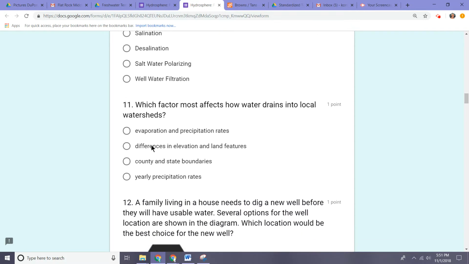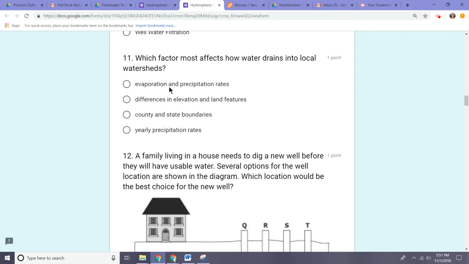Number 11. Which factor most affects how water drains into local watersheds? Evaporation and precipitation rates, differences in elevation and land features, county and state boundaries, yearly precipitation rates.